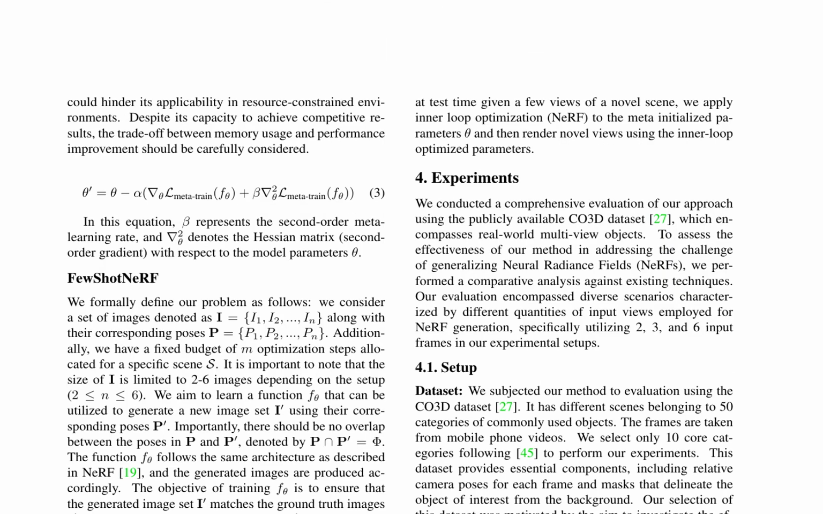In the realm of machine learning and computer science, the development of novel techniques for accelerating the learning process of neural radiance fields, NeRF, has garnered significant attention. This paper presents a new approach, dubbed FewShotNeRF, which leverages meta-learning to enhance the efficiency and adaptability of NeRF models in real-world scenarios.